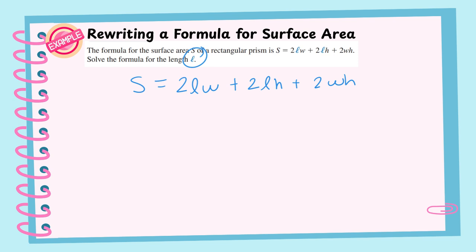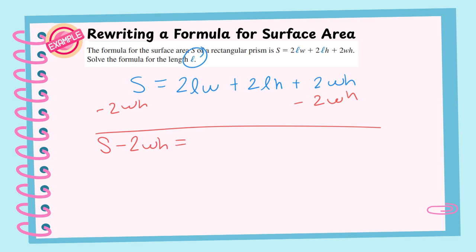I definitely could group, correct? But who can I get rid of first? You're going to get rid of first who? Minus 2 times width and height. So I'm going to be left with S minus 2 times width and height equals 2 times width plus 2 times length and height.